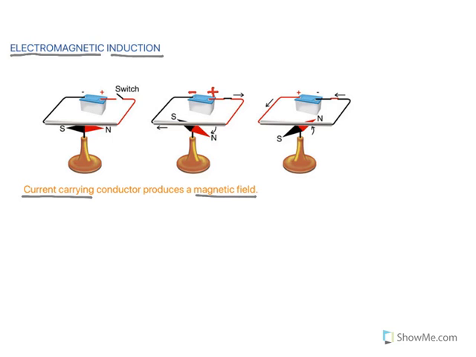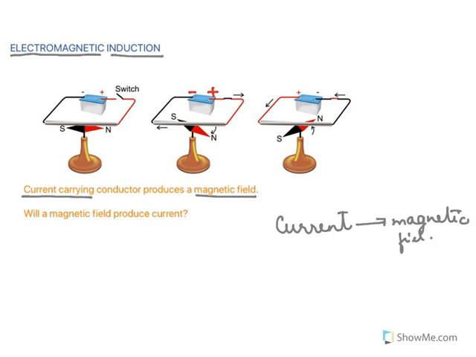Let us now ask a question. Will a magnetic field produce current? We have learned current produces a magnetic field. What about the reverse? Will a magnetic field produce current? And yes, a magnetic field does produce current.